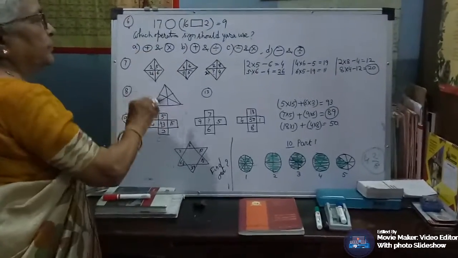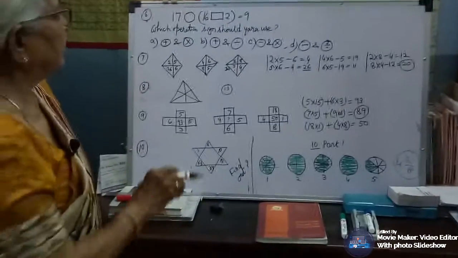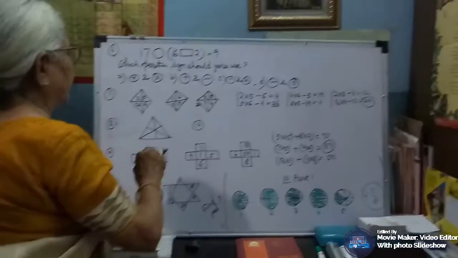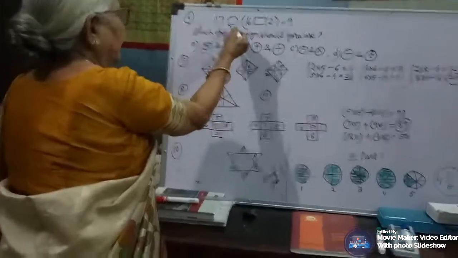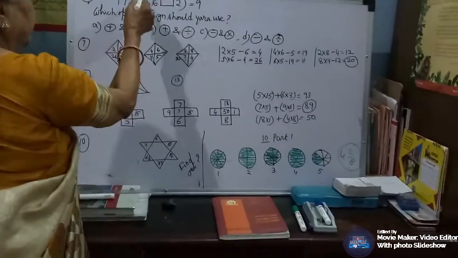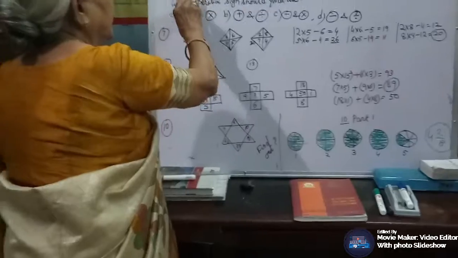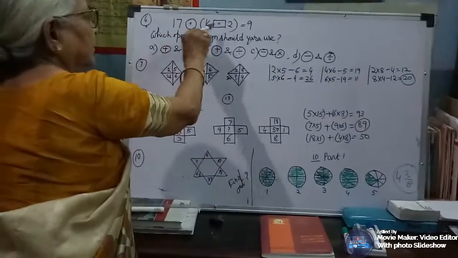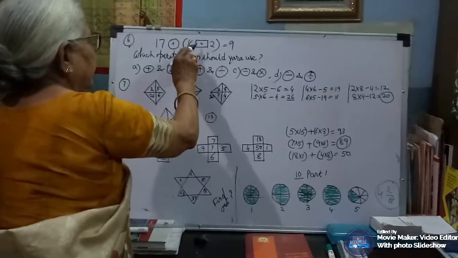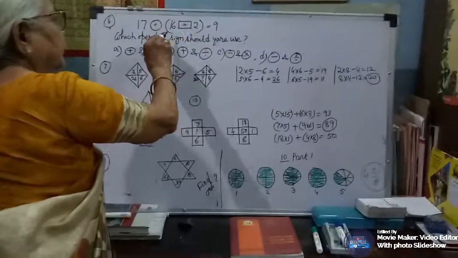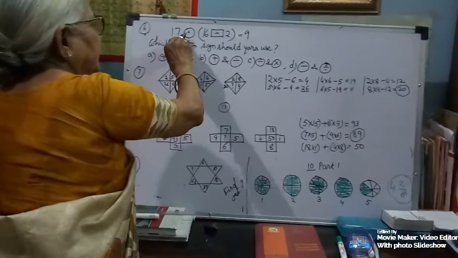So what 2 signs we have to take? Which operation sign should we use so that it will become true? Let us see which one. If you say this is plus and this is my multiplication, so what will happen? 32 plus 17. It cannot be 9. This one, if you take plus and division, then 16 divided by 2 is 8. 8 plus 17 is 25.